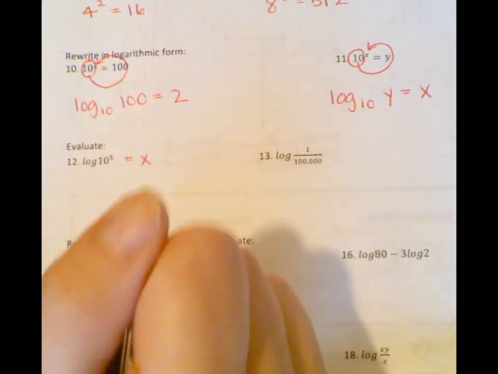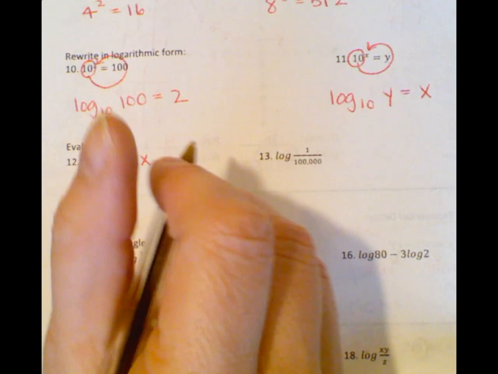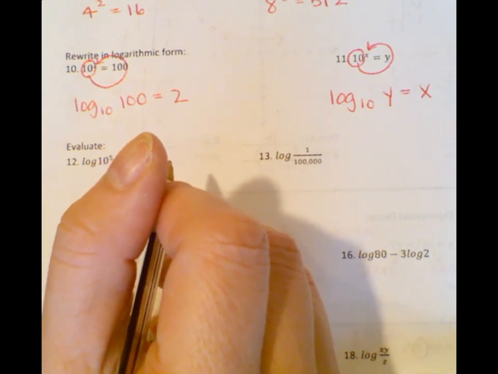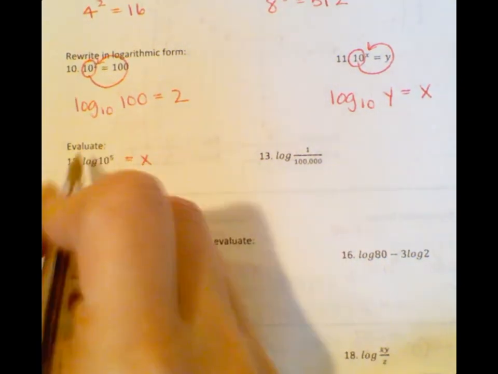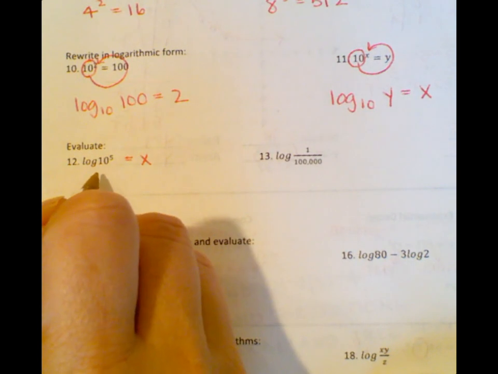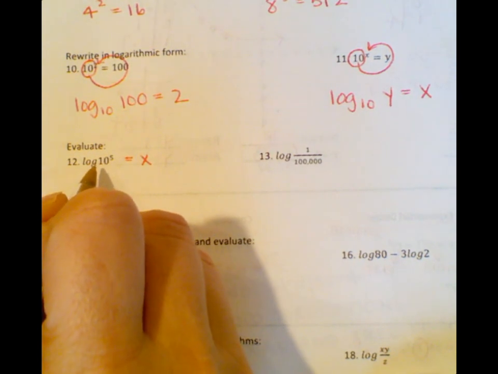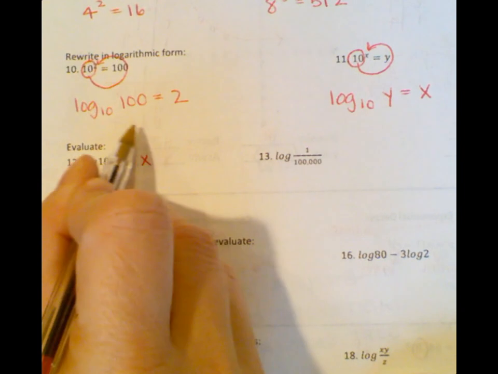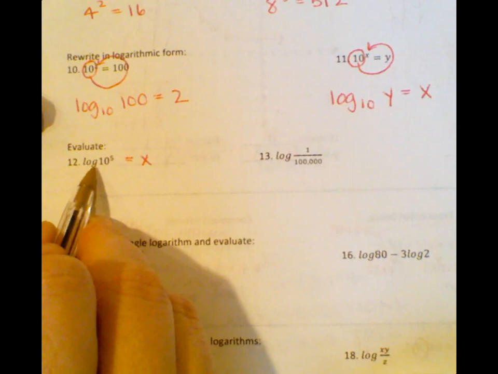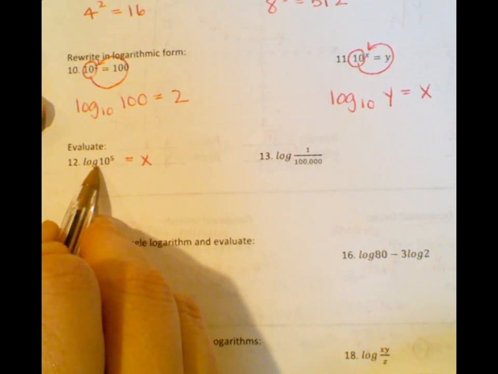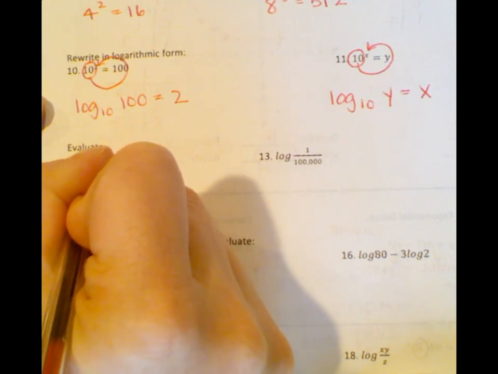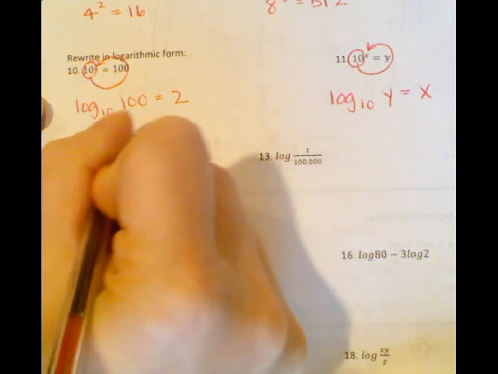Now, this one is kind of different, okay? Only because it tries to trick you a smidge. I'm trying to think of how I want to show this. See how you can't see the little exponent, the little base? That's a base of 10 when you can't see it. So I'm going to go ahead and circle it. I'm going to swoop it around.